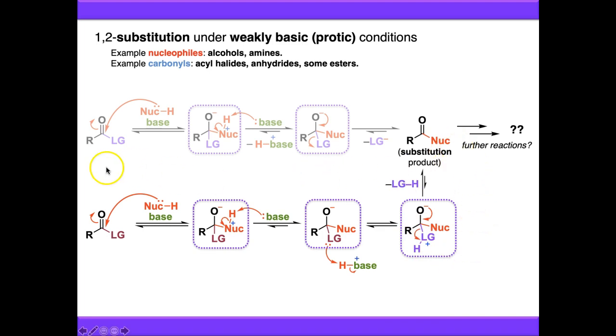So in the case of things like acid halides and anhydrides where your leaving group is going to be chloride or acetate, these are very good leaving groups. But in the case of some esters, so phenolic esters and that sort of thing, they're not great leaving groups to start with, but by transiently protonating them you can actually get them to leave and substitute.